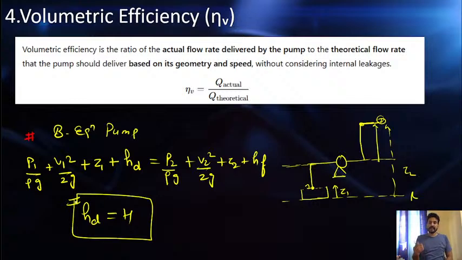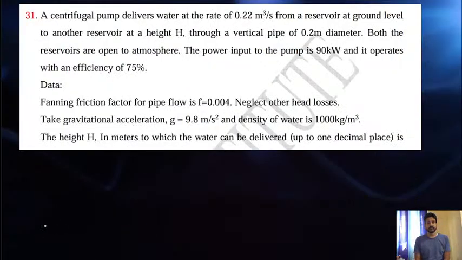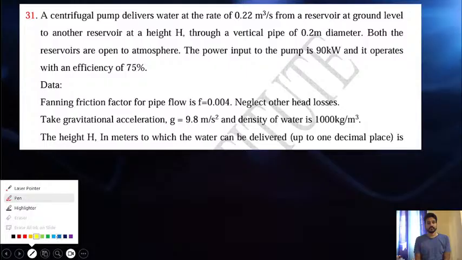If the tanks are pressurized, in that case you can apply this formula. If tanks are not pressurized, then there is no need to apply the Bernoulli equation. Okay, is it clear to you? Let's take a question. After that question, I think there will be no confusion.